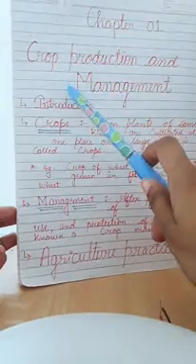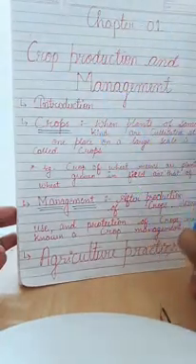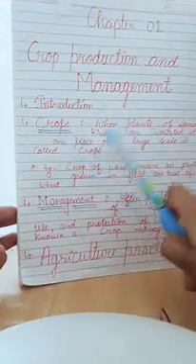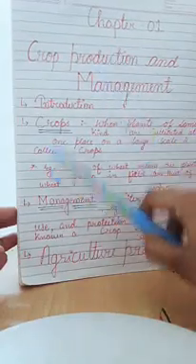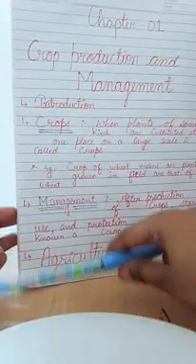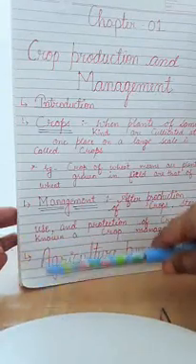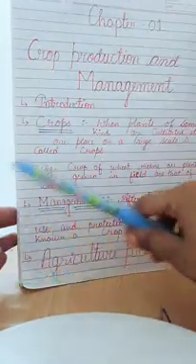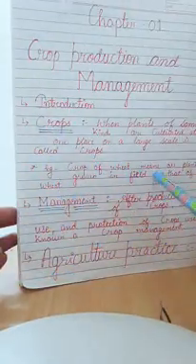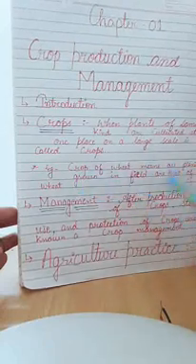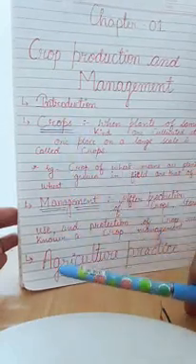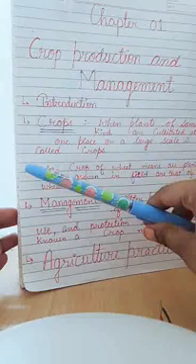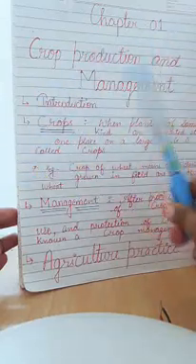What is a crop? When plants of the same kind are cultivated at one place on a large scale, they are called crops. When farmers grow the same type of plants in a field, this is known as crops. Understood? For example, wheat: all the plants grown in a field are wheat only. So in this chapter we will discuss crop production, and after that management.